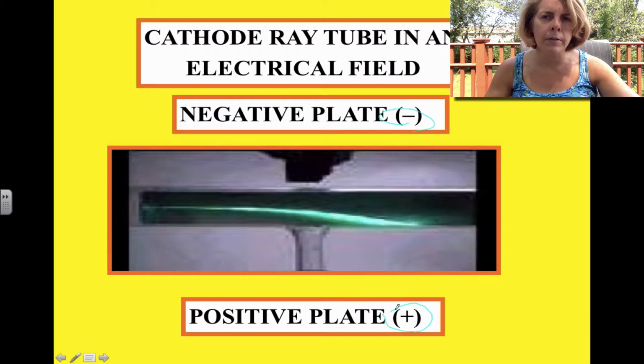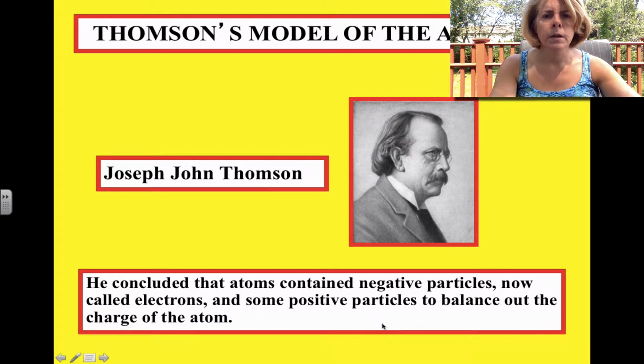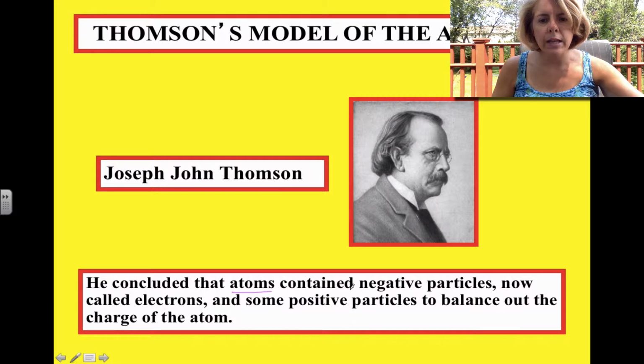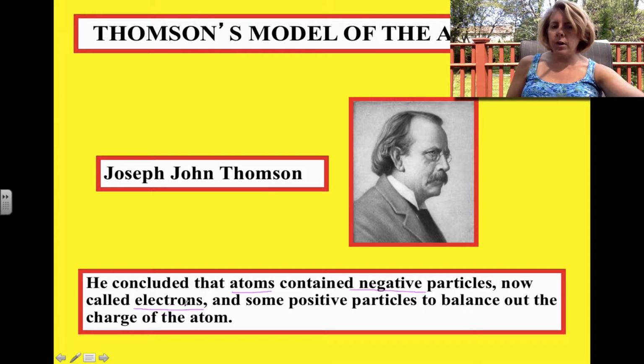So he had to come up with an explanation for that. And you'll find in a lot of the experiments, you have to use your observations, and with your observations, you have to come up with some kind of reason behind what you observed. So J.J. proposed that because of this attraction to the positive plate, atoms contain negative particles. And these negative particles, he called them electrons. So he discovered actual presence of an electron, and he devised that there had to be some positive particles to compensate for that negative charge.